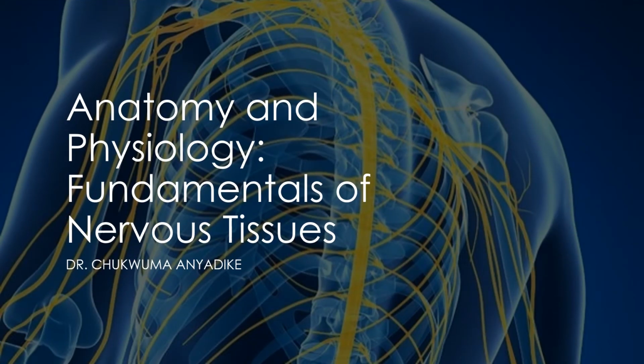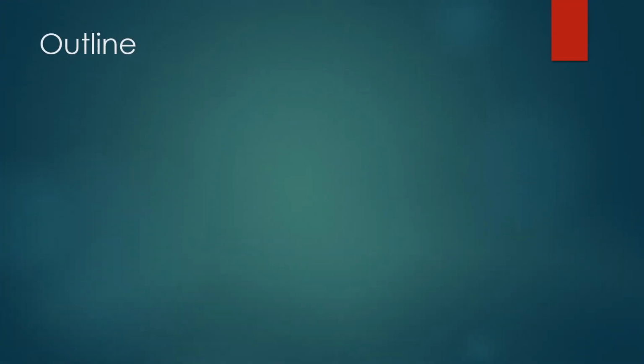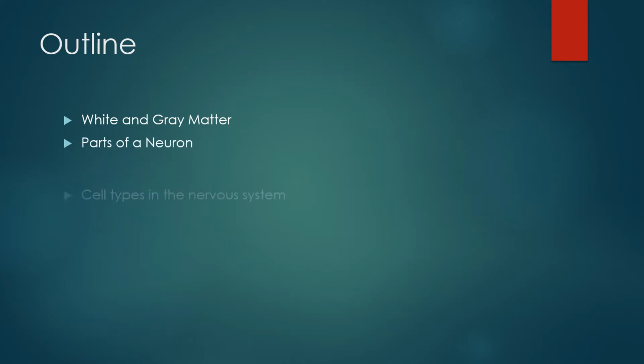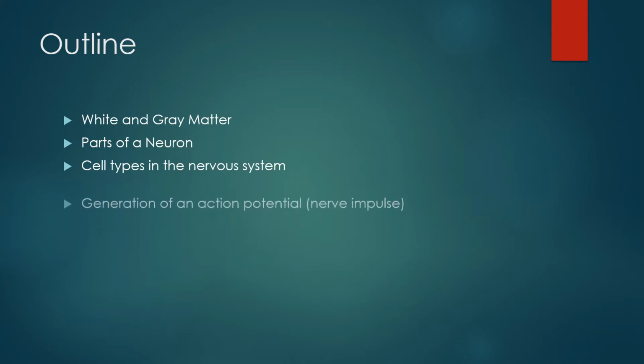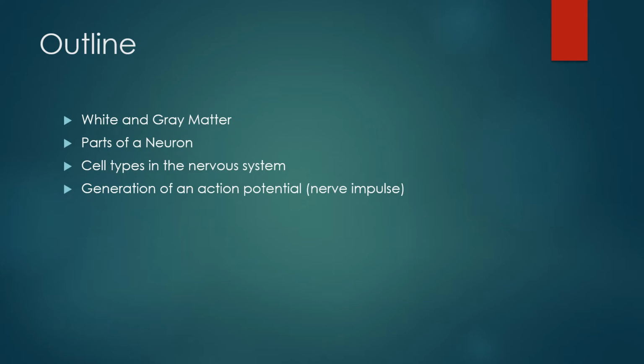Today's lecture in Anatomy and Physiology is on fundamentals of nervous tissues. The outline of today's lecture is as follows. We will talk about white and gray matter. We will discuss parts of a neuron. Cell types in the nervous system will be discussed as well. We will also talk about the generation of an action potential, which is a nerve impulse. So we're talking about how nerves conduct signals.